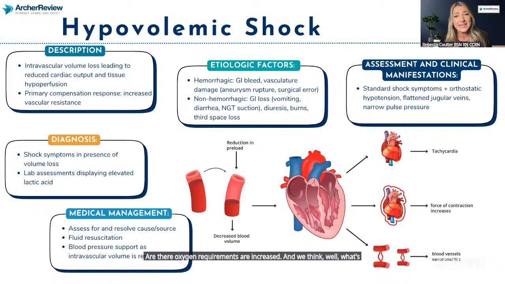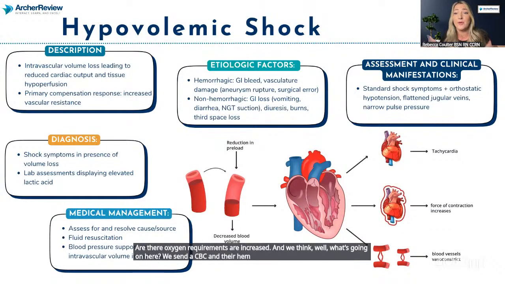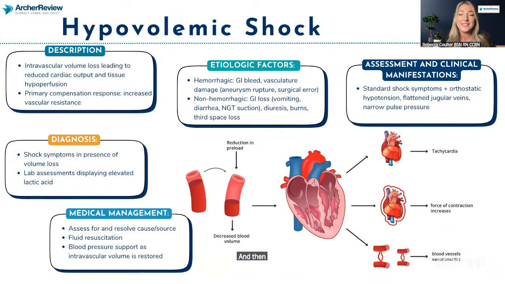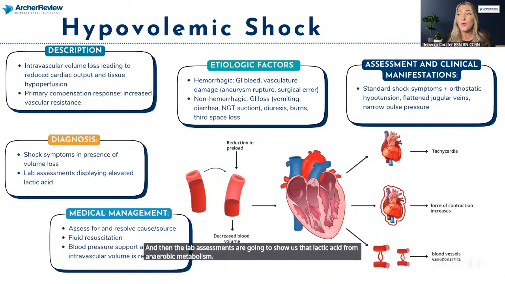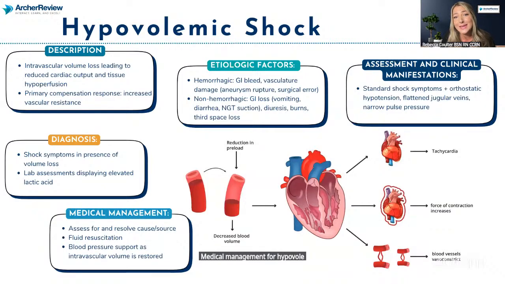We send a CBC and their hemoglobin has dropped 5 points. And we think, well, we've got to bleed. We need to figure out where that's coming from if it's not visible. And then the lab assessments are going to show us that lactic acid from anaerobic metabolism. Medical management for hypovolemic shock is probably the easiest of all of them.